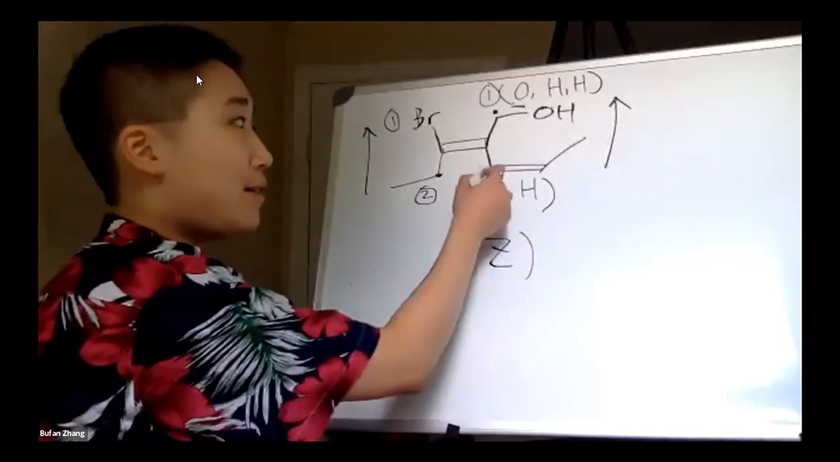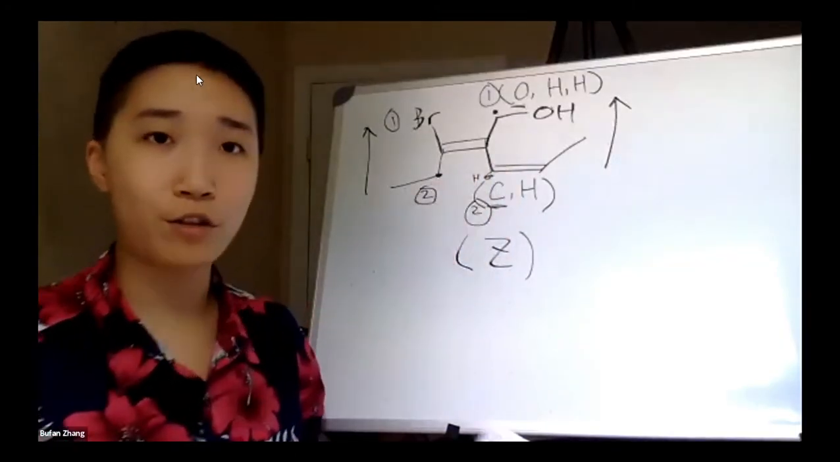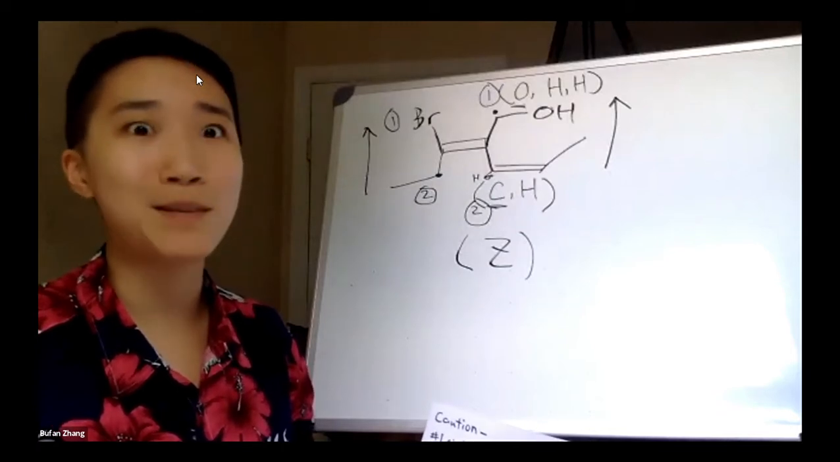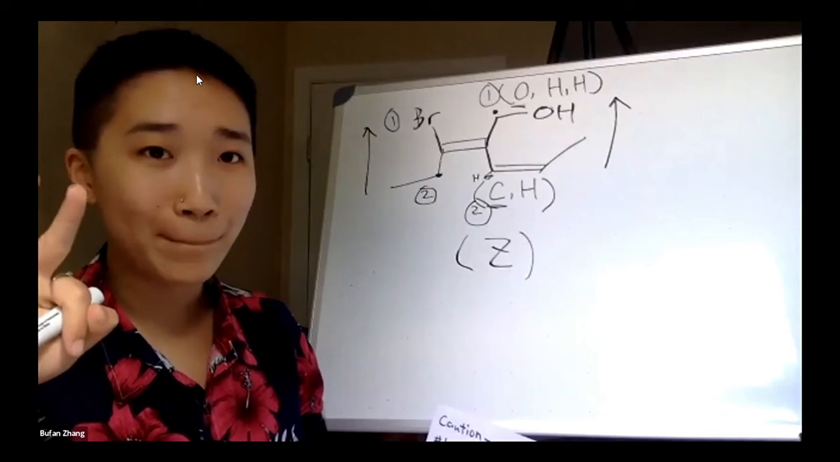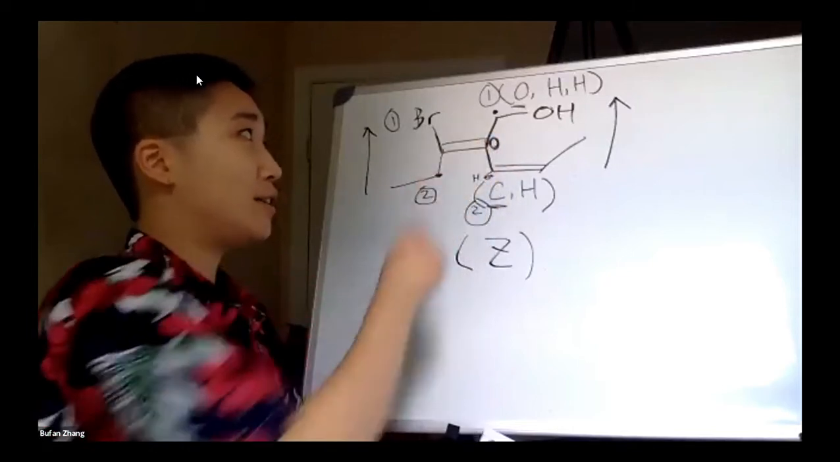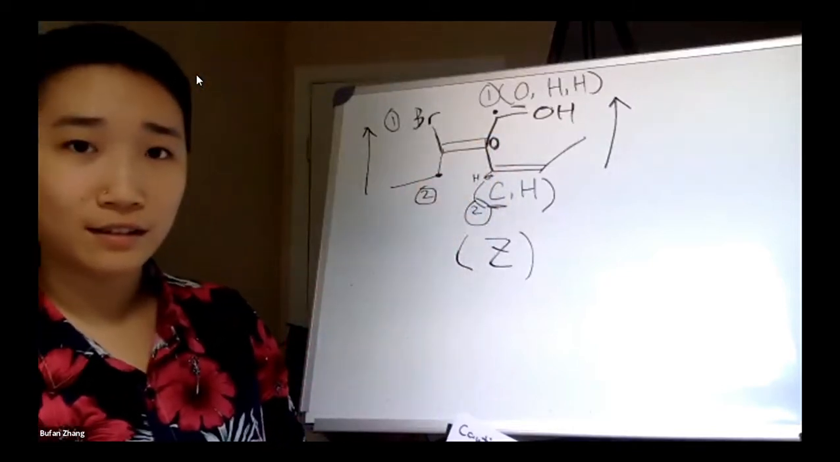Why didn't you include another C for the bottom one? Right, because this carbon is sp2 hybridized. Therefore, there are 3 things attached to it, right? So we're ignoring this carbon right here. We don't have that carbon. That makes sense. Thank you. You're welcome.